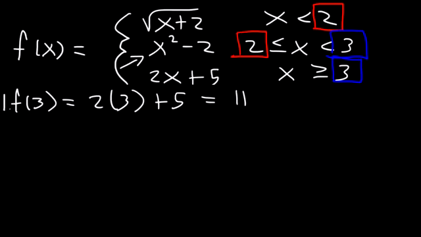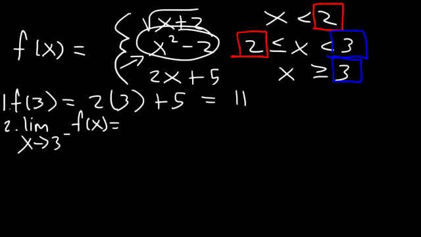Now let's move on to step 2. Let's find the limit as x approaches 3 from the left side. So therefore, we need to use this function. 3 from the left is going to be less than 3. So it's 3 squared minus 2. 3 squared is 9. 9 minus 2 is 7.